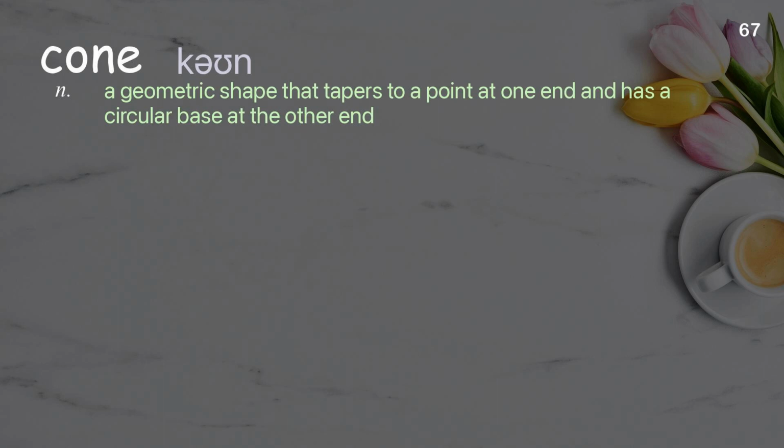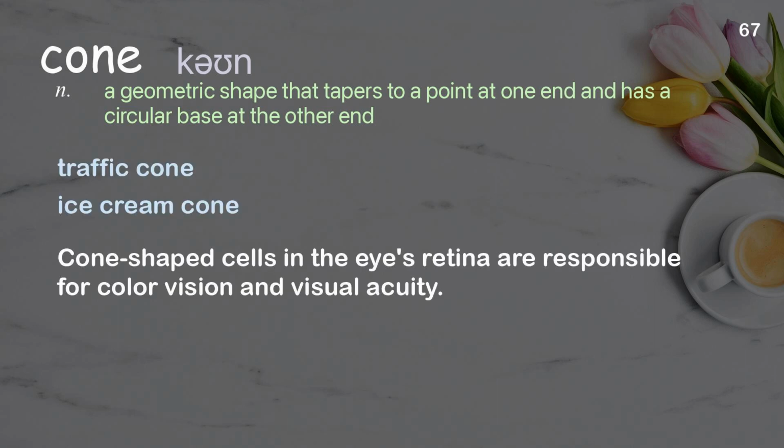Cone. A geometric shape that tapers to a point at one end and has a circular base at the other end. Examples: Traffic cone. Ice cream cone. Cone-shaped cells in the eye's retina are responsible for color vision and visual acuity.